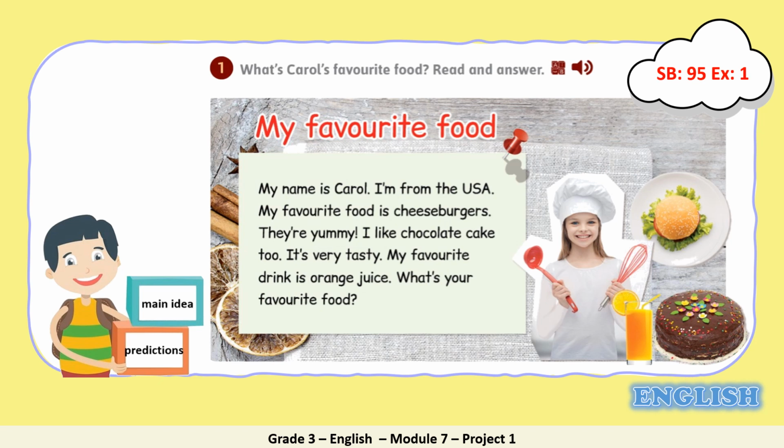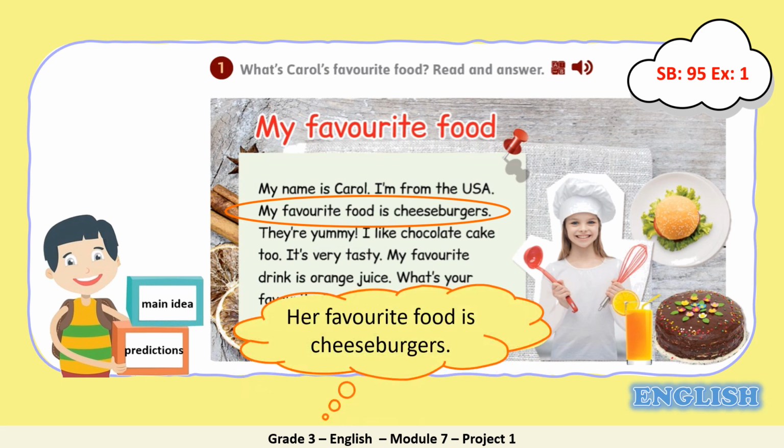Did you find the correct answer? You can see it in the second line. Carol says, "My favorite food is cheeseburgers." So, to talk about Carol, we would say her favorite food is cheeseburgers. It was easy, wasn't it?